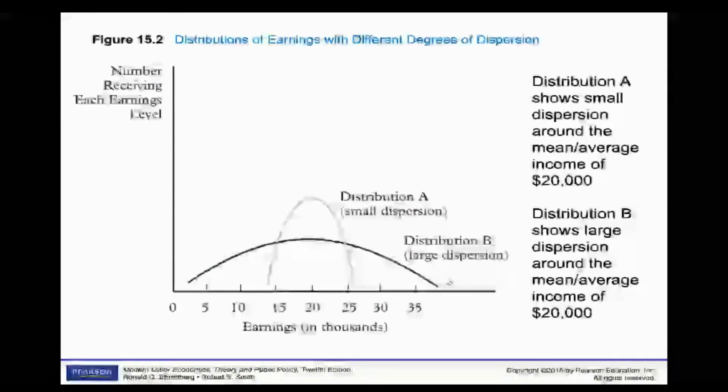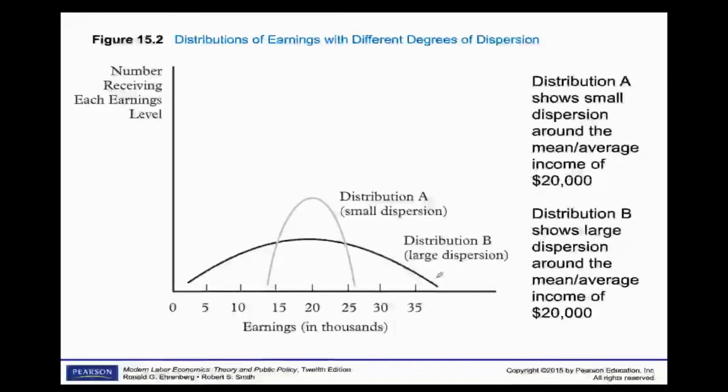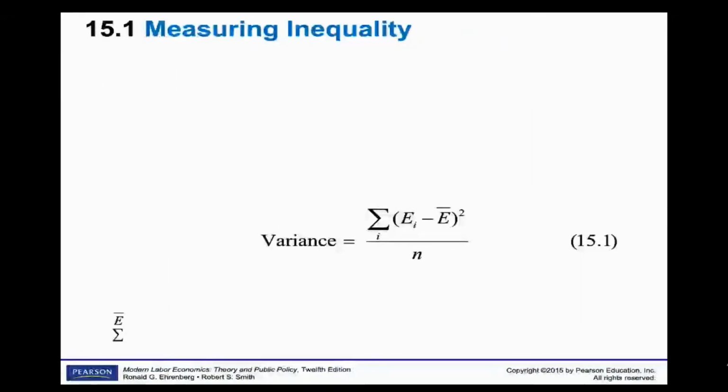On the other hand, distribution B shows a case of large dispersion in the economy. Given the average earnings in the economy to be $20,000, you can see that there is a small group of people on this side of the distribution who earn more than $35,000 per year, only a small proportion of people in the economy. And then to the left side, we have some groups of people who earn less than $5,000 per year in the economy. So in this case, we see there is a large dispersion between these two groups. We will see that formula after this.